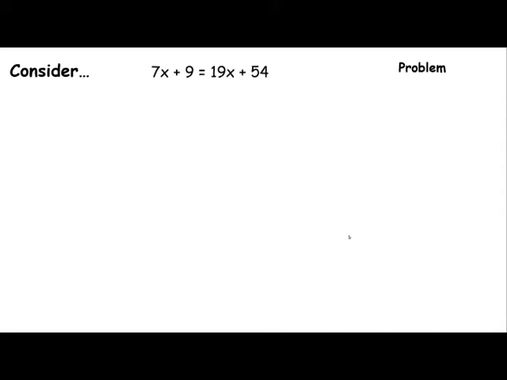So let's go ahead and look at that. 7x plus 9 equals 19x plus 54. This equation is different from all the ones you've seen so far. Do you know why that is? If you need a second to pause the video and think about it, please do that. I'm going to go ahead and assume that you found the difference or that you've given up. And I'm going to go ahead and tell you that it's because we have an x on both sides of our equal sign.